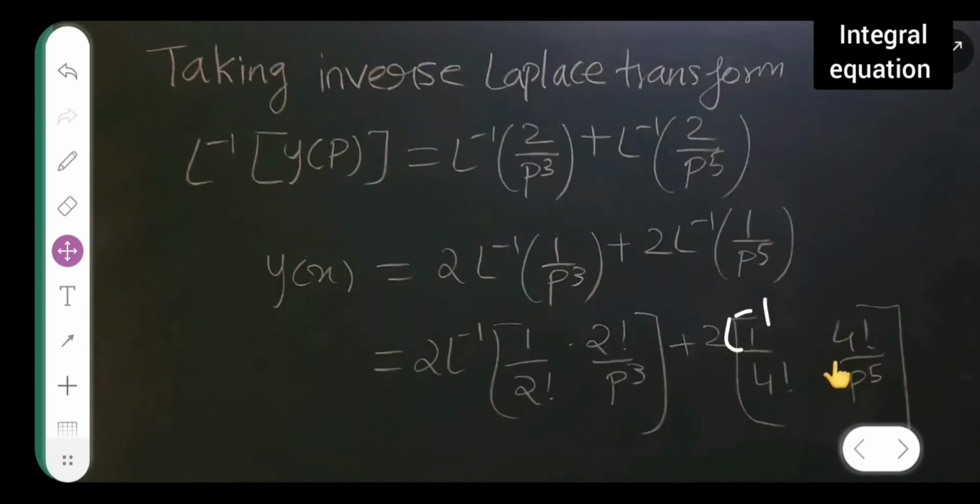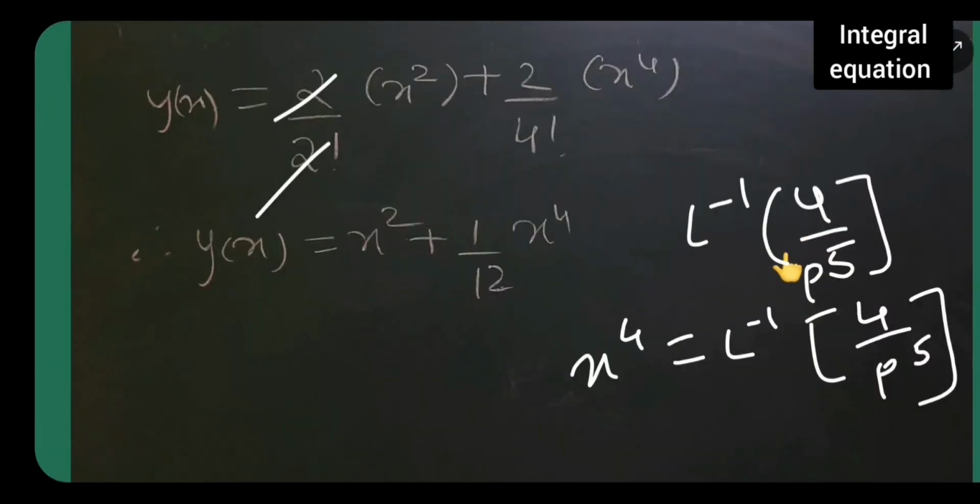And about this thing, 4 factorial upon p raised to power of 5, have you all understood this part? So basically the formula will look like this for this one, okay? Laplace inverse of 4 factorial upon p raised to power of 5 will be what? x raised to power of 4. That's what I have got, like this, okay?